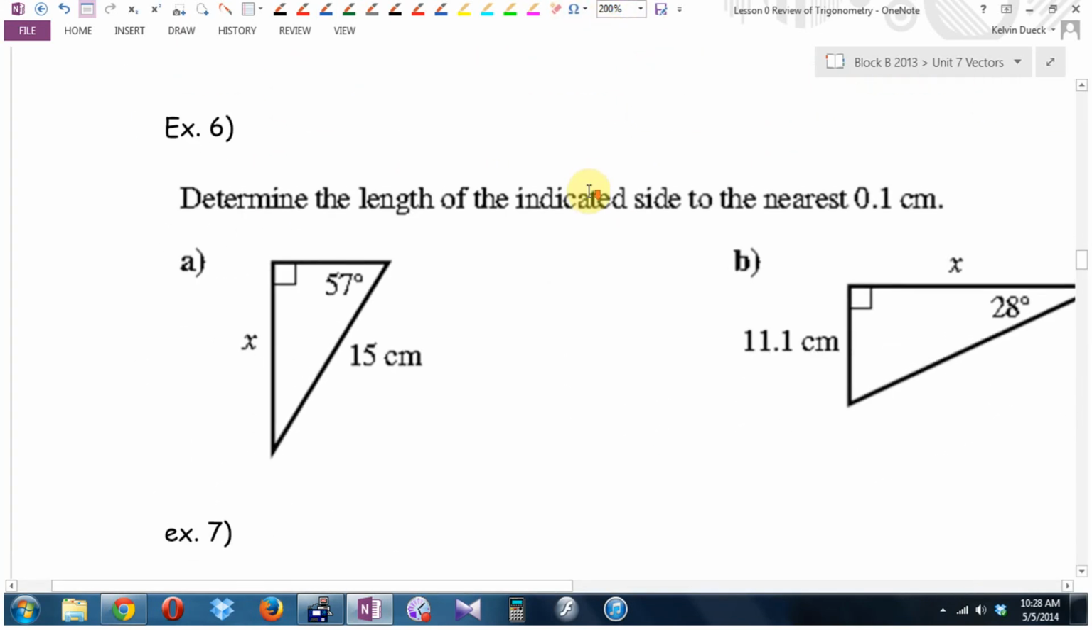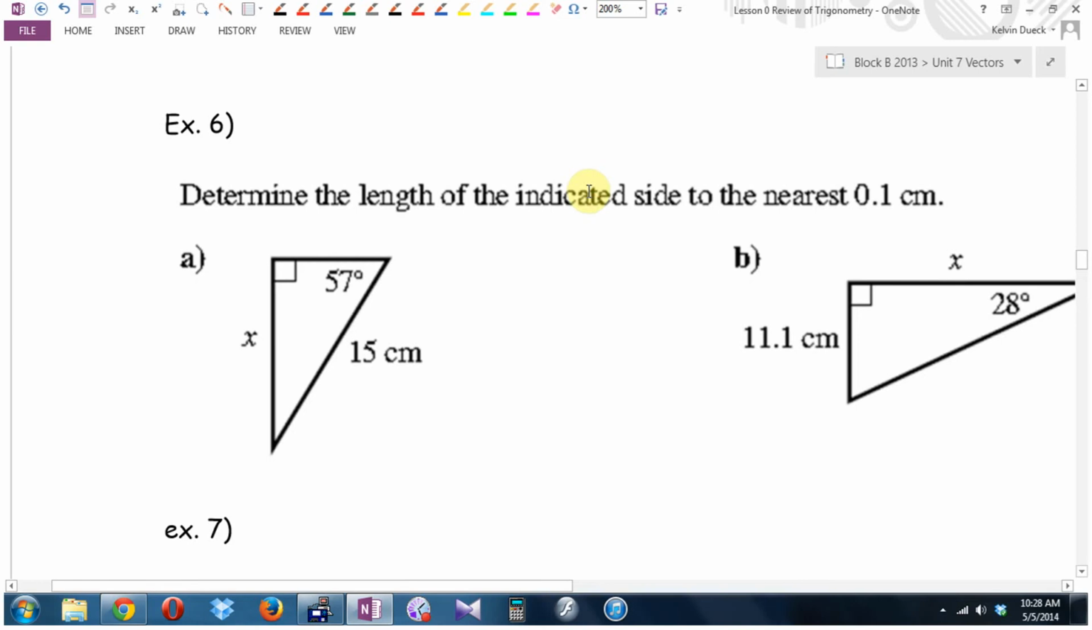Example 6a, it says, determine the length of the indicated side to the nearest 0.1. First thing I always do is identify what angle they gave me, and I color it like that. Do that. The question's no longer blank, Brad. You feel better. You've colored something. Routine. Now that I know that angle, I'm going to label the sides. Is the x opposite, adjacent, or hypotenuse based on that angle that I've colored? Put a little O there. Is the 15 hypotenuse or adjacent? Put an H there.